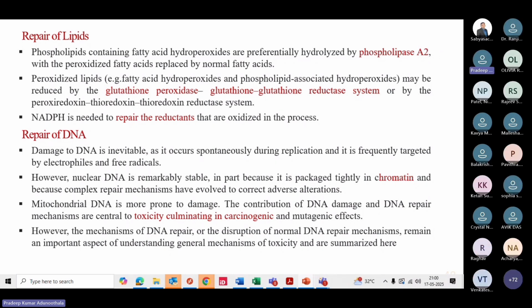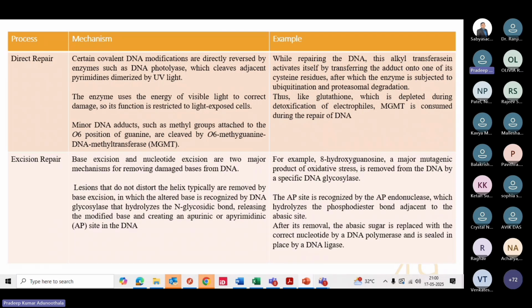of toxicity, and these are summarized in this way: like direct repair, where certain covalent DNA modifications are directly reversed by enzymes. So DNA photolyase directly repairs and cleaves the adjacent pyrimidines dimerized by UV light. The enzyme uses the energy of visible light to correct damage, so its function is restricted to light-exposed cells.